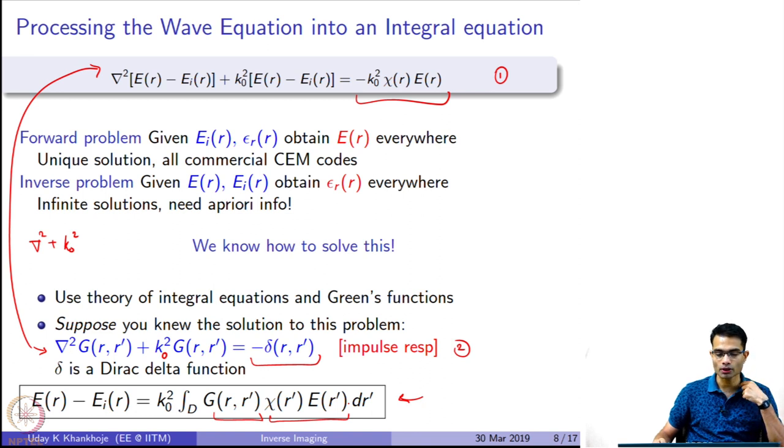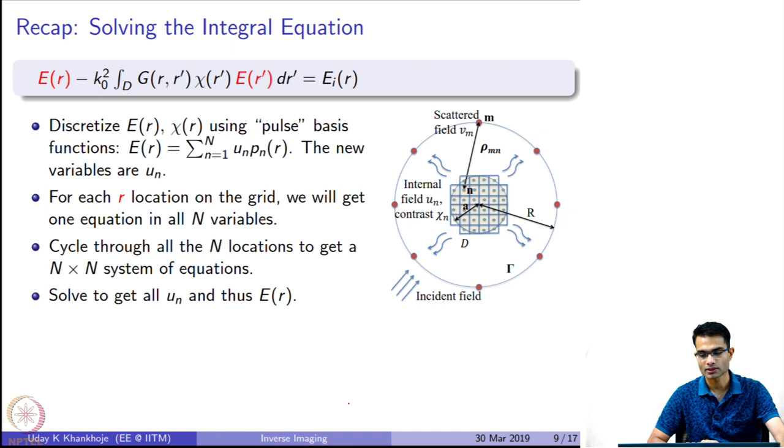So in this equation, now you can appreciate the forward problem. Epsilon r is given to you, that means chi r is known. Green's function we have calculated. So this is an integral equation, my unknown is both inside the equation and outside the equation, right? So I solve for E given this, right? Now that that is clear, let us go further. This is how we had solved this integral equation. As I mentioned, the unknown is both outside and inside the integral. So what did we do?